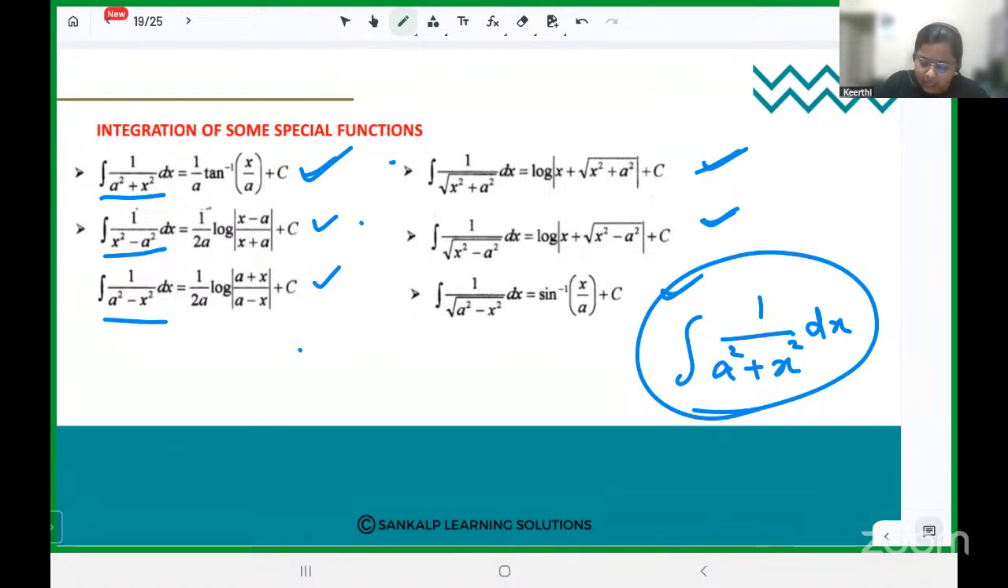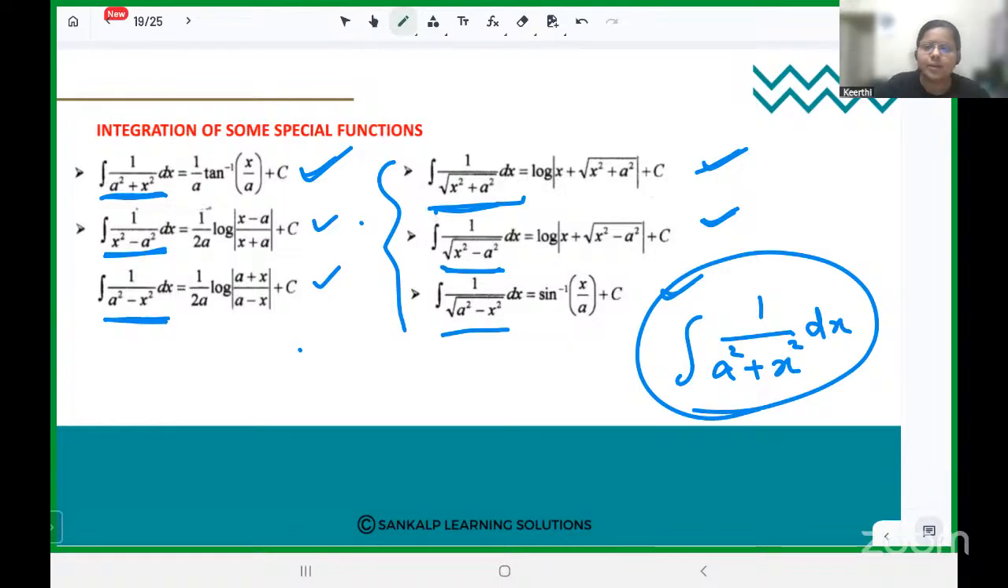Now you see these 3 formulas. Is there any connection? It is the same, but you can see that in the denominator there is a root. Here this one is x square plus a square, then this one is root of x square plus a square. This is x square minus a square, this is root of x square minus a square.